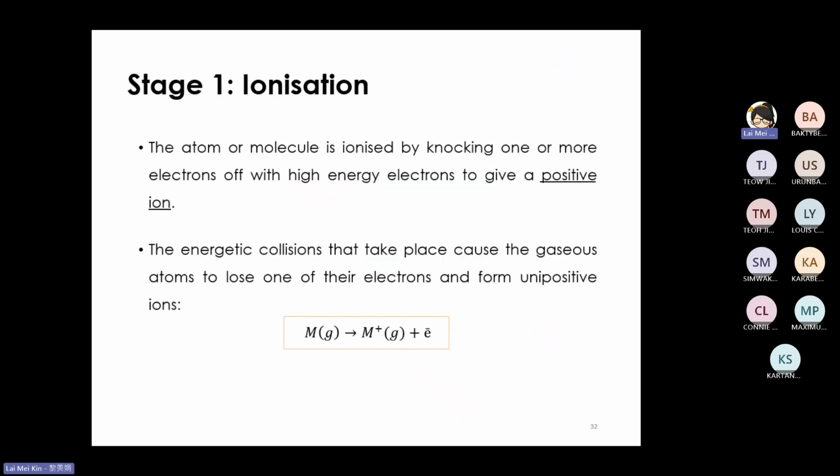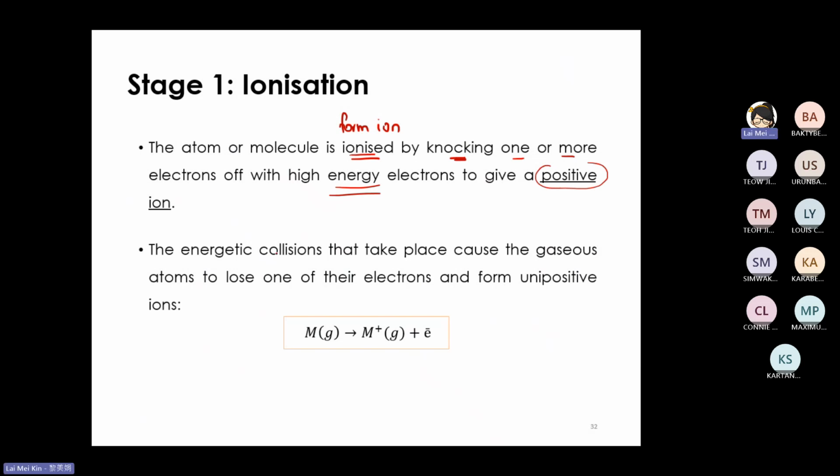All right, let's go through the slides. So first stage, recap. First stage, ionization. So what happened in ionization? It's being ionized. Ionized means I form ion. How do I form the ion? When I knock out one or more electrons. By what? I use a high energy electron. I bombard my atom so that it can remove the electron. And what's being produced? A positive ion, a cation.